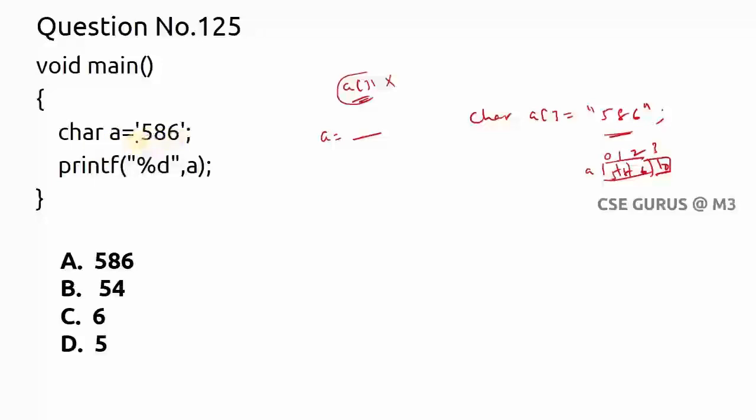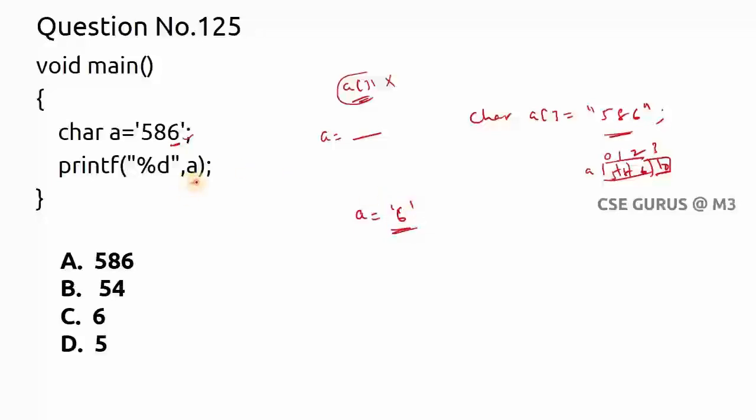Here I have given 3 characters. Among these 3 characters it will take only one character. What is that one character it will take? That is only the last character. What is the last character? 6 will be taken. So what is A equals to 6? Is it the number 6? No, it is the character 6. You have to take it as the character 6.